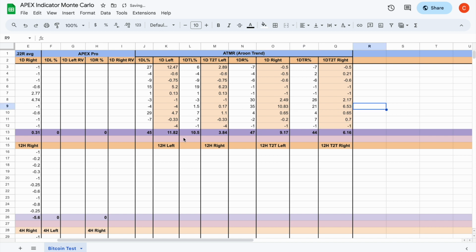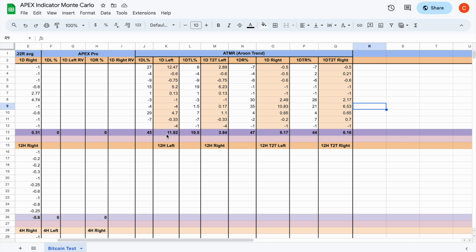Right. So calculating this, let me do some more summaries here. So according to my style, percentage wise, you would have gained 45% after 10 trades. So that's an average of 4.5 per trade. That's pretty good. As far as the R value on the left side, you would have gained 11.82. And that's about 1.1, 1.2 R per trade. So that's actually right around on par with my apex indicator. My apex indicator is actually 1.22 per trade.